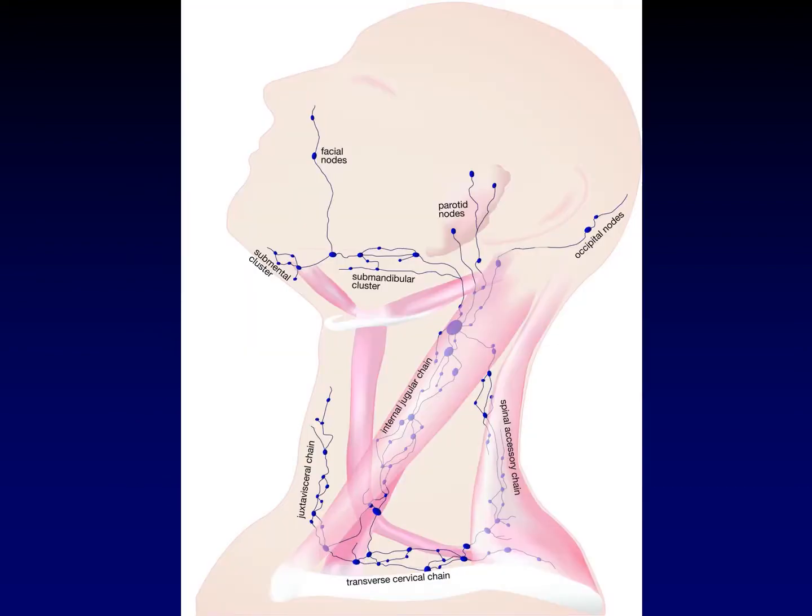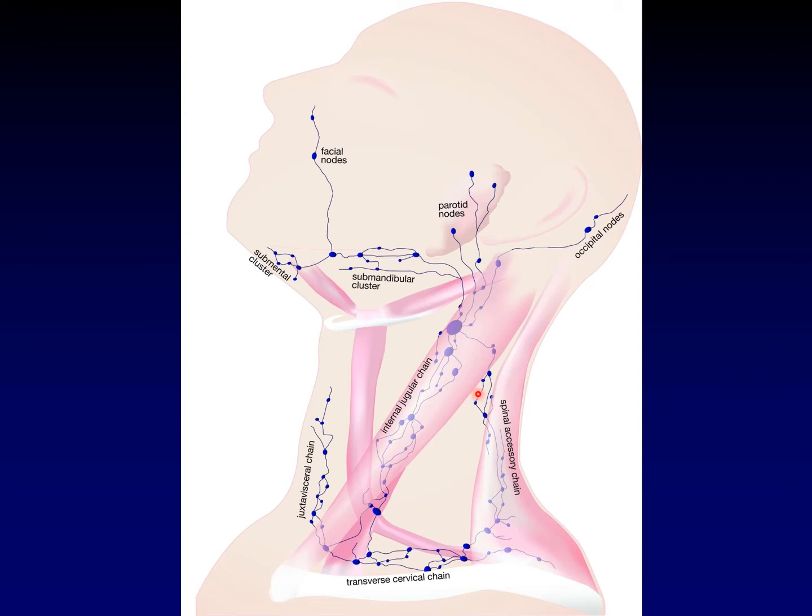So here's a drawing showing all that anatomy we've just been talking about. Here, for example, is the submental cluster lying medial to that anterior belly of the digastric. Here is the submandibular cluster between the anterior and posterior bellies of the digastric muscle. You see some additional smaller clusters like facial nodes and parotid nodes and occipital nodes, and they all flow down into this long chain of nodes that lies deep to the sternocleidomastoid muscle, right along and intertwining around the internal jugular vein. That's the internal jugular chain.